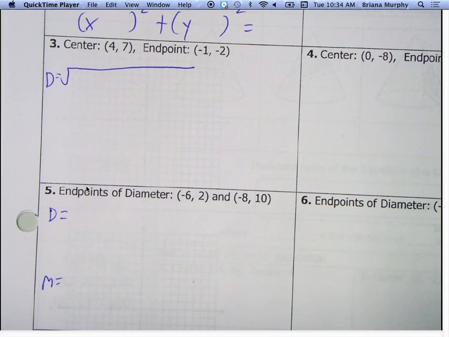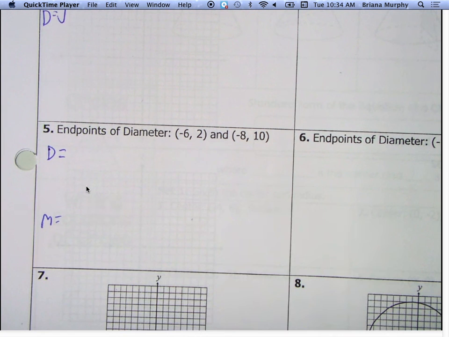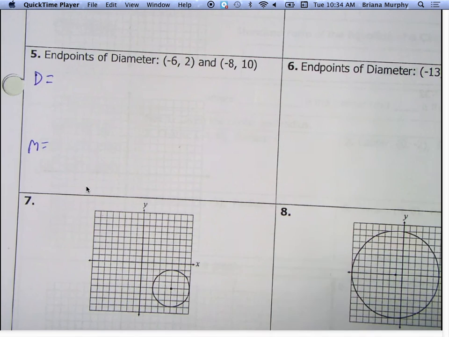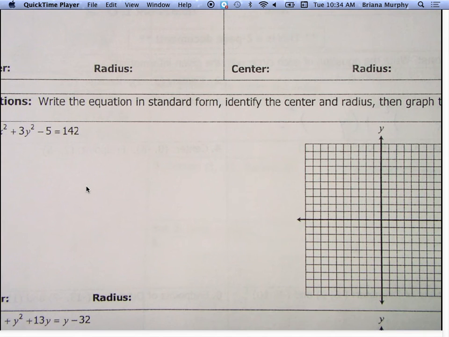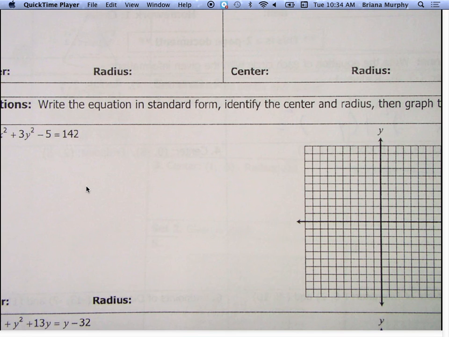Okay, number 5, I'm going to do distance and midpoint for 5 and 6. For number 9, you know what this is. We've done these. Okay, 11 and 12 are the same. And then 13, 14, and 15 are that complete the square.